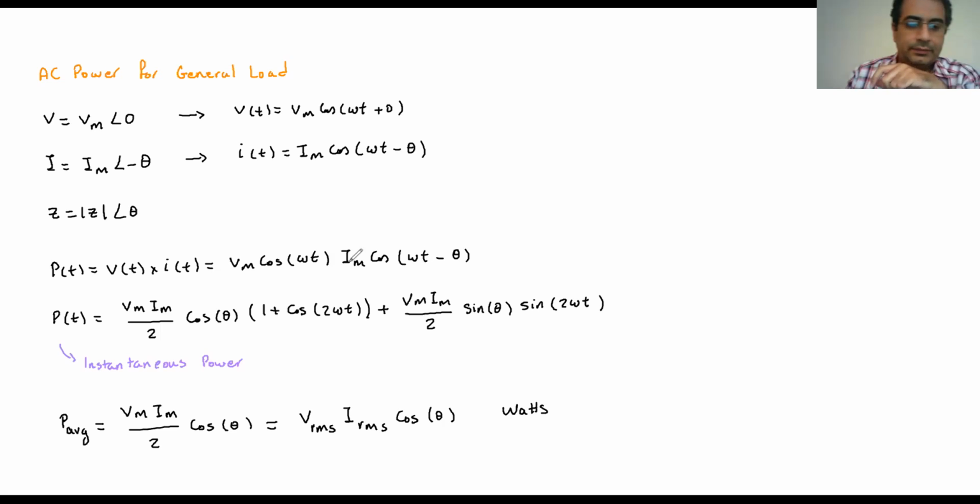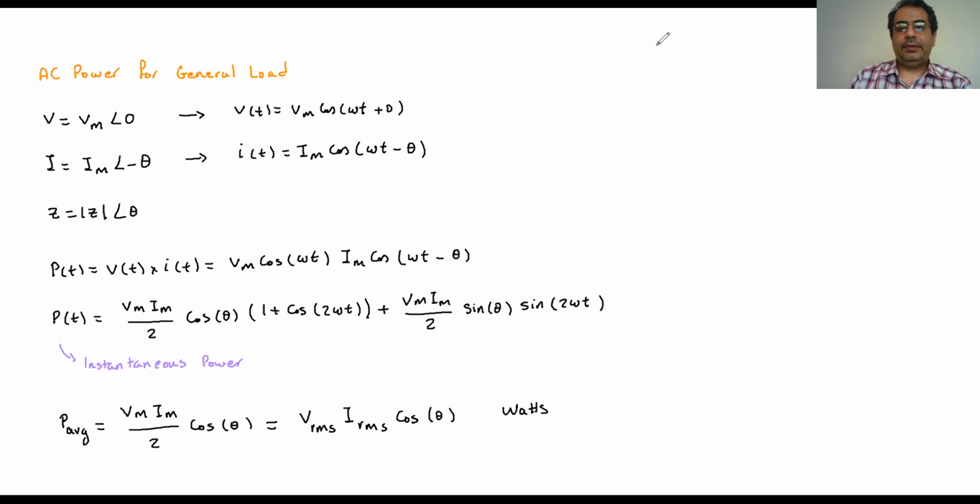So when it comes to the average power that we were talking about here, we know that the average power is only positive, only available for the resistance, for a general load.